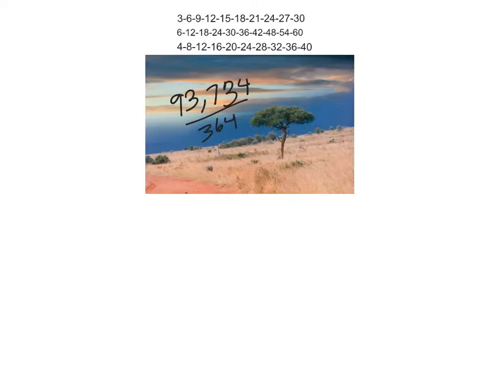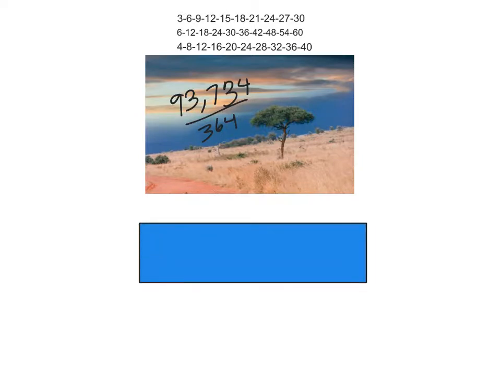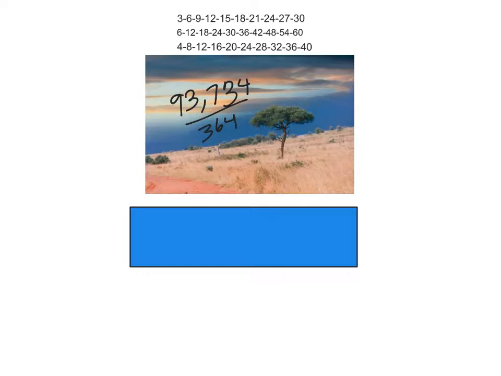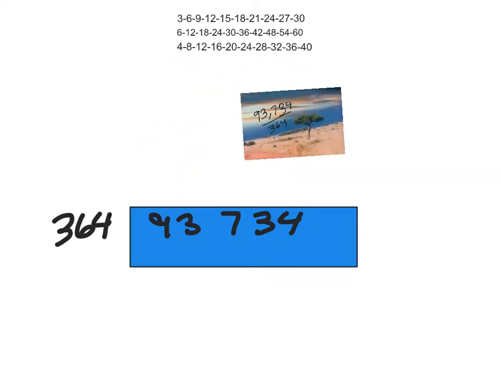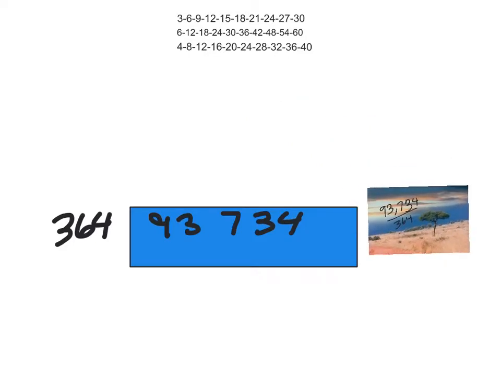The very first thing I want to do is create my first area box. I'll do that right here. And then I'm going to plug the 93,734 right inside the box. The 364 goes on the outside, and now I'm trying to figure out how many times 364 will go into 93,734. So first thing I want to do is shrink this, and then I'm going to bring it right over here. And bam, there we have it. So now I've got a little bit more room to work.